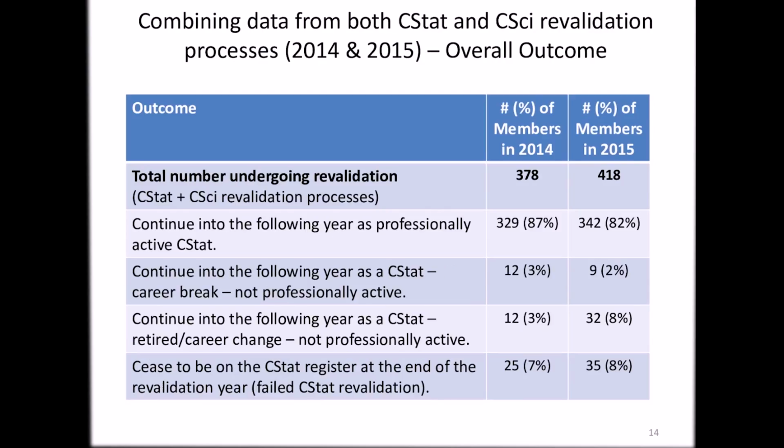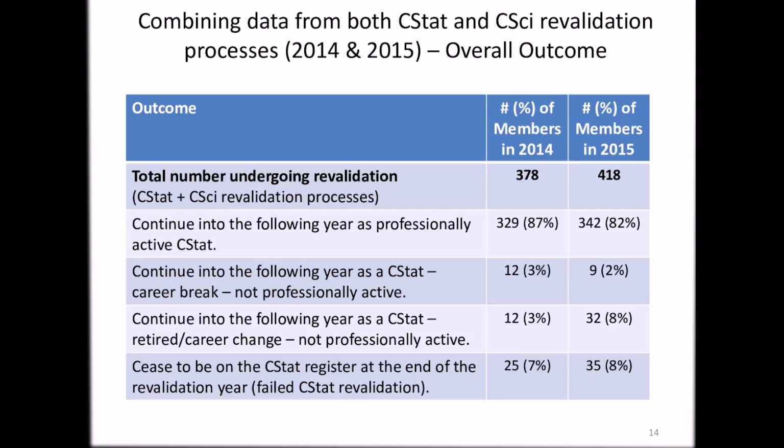So, moving into slide 14 then, I have tried to pull together the overall information, including both those charter statisticians going through the CStat revalidation process and those going through the annual chartered scientist revalidation process. So about 200 in number go through the CSI process each year. And recall that charter statisticians who also hold both awards, CStat and CSI, satisfying the requirements of the CSI process serves the revalidation requirements for both awards.